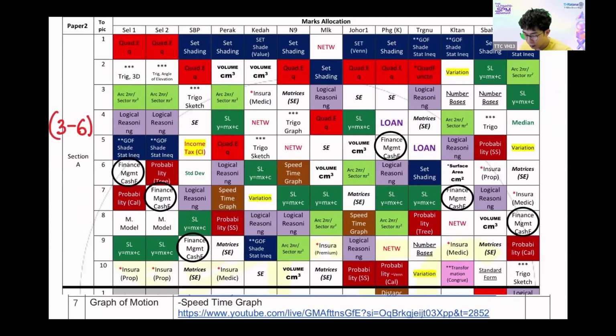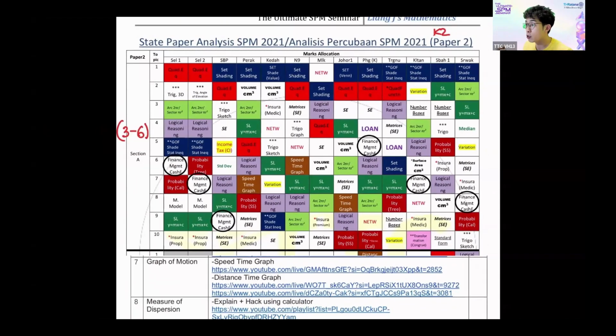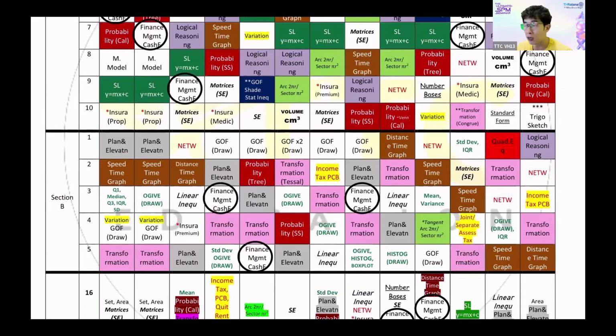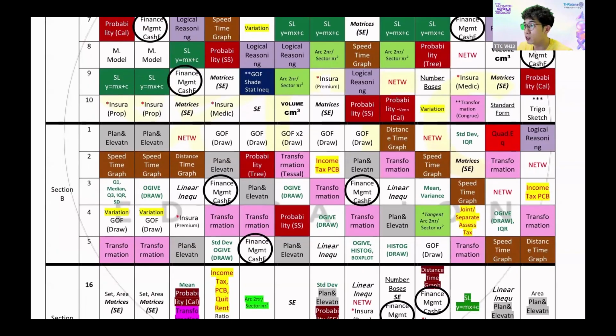Now, this is what I mean. 80% similar. You look at section B. Section B is the one that is super obvious that it repeats. You see the brown color speed-time graph, distance-time graph, and of course you can see graph of function from Form 3, which is actually in your mathematics as well. Plan and elevation, but plan and elevation doesn't come out in this year's state paper. I don't know why. Okay, but for the past few years, it's been coming out quite often.